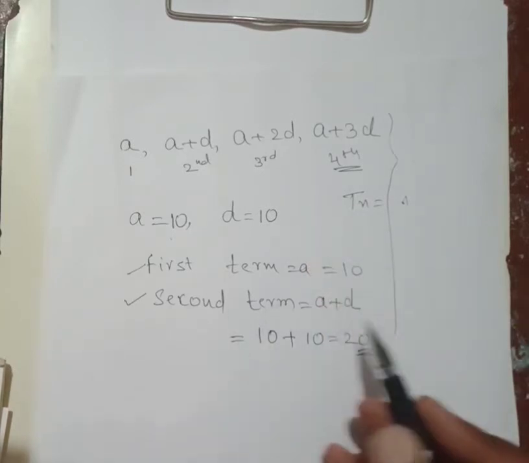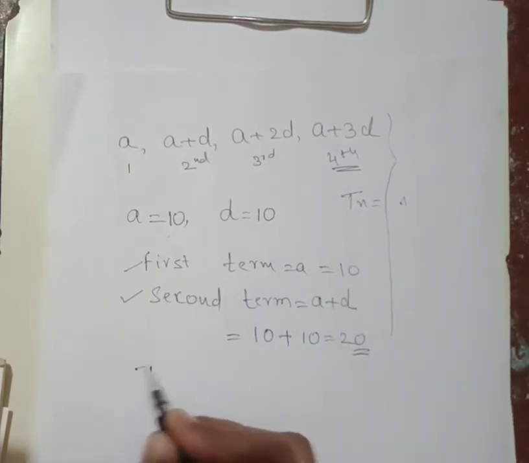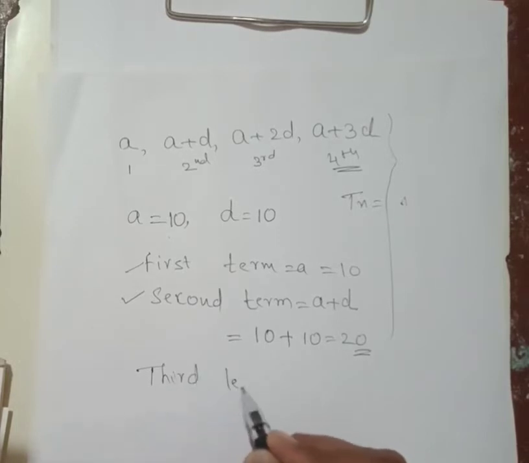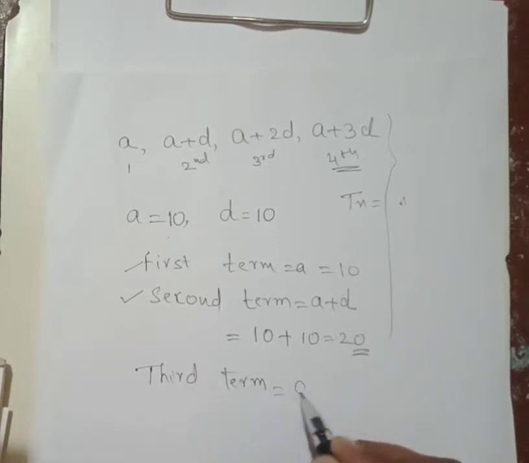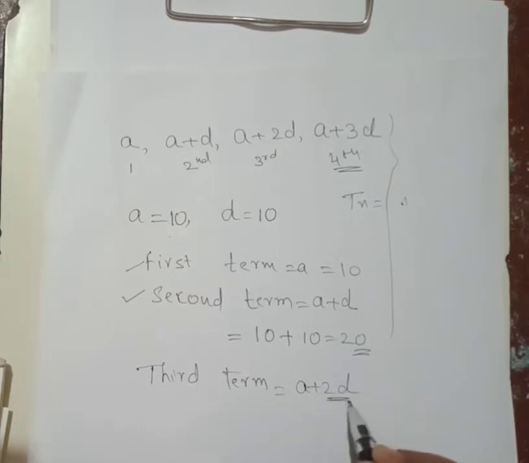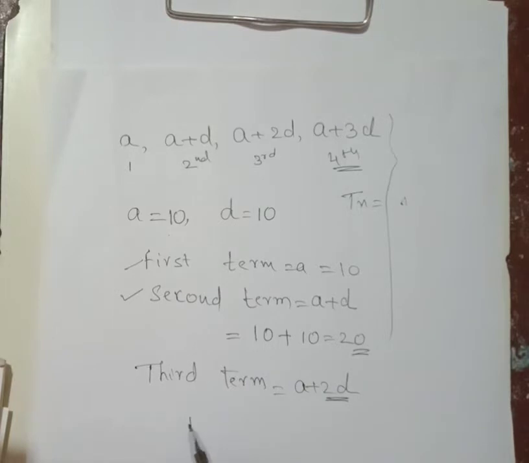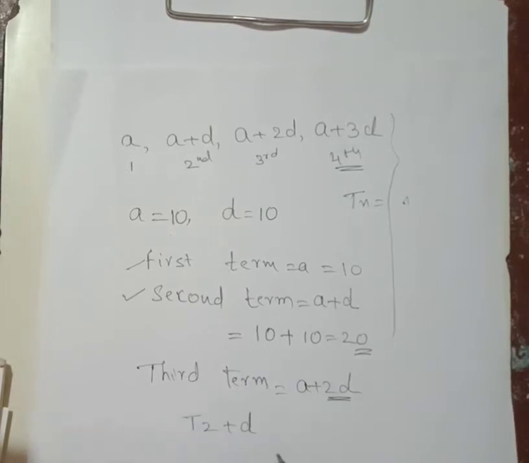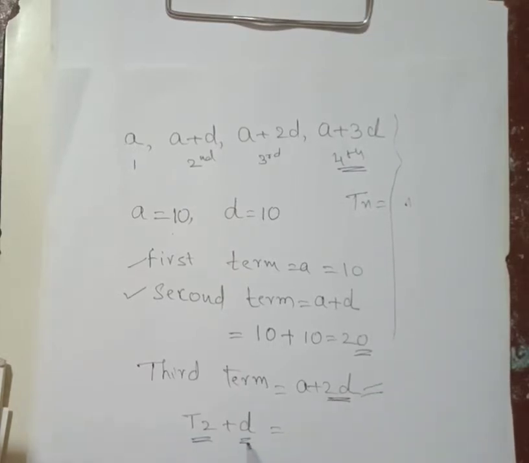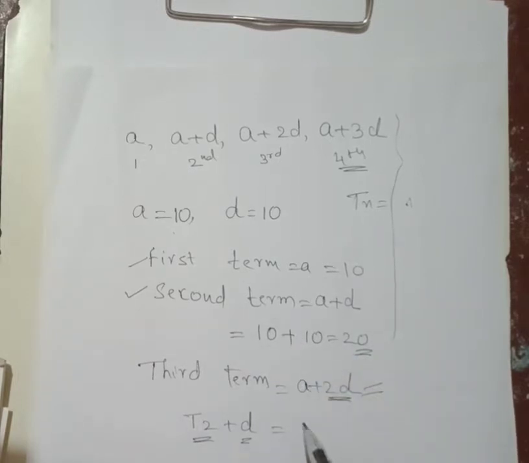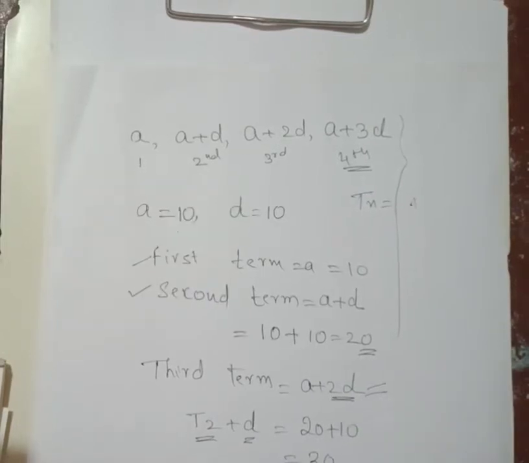Now I think you have understood the second term, and the next one is the third term. Third term, as you know, is given by A plus 2D. 2D means 2 into D. Or you can do one thing: for the third term you can take the second term plus the difference. If we add, then you will get the third term. So the second term is 20 and the difference is 10, so that is equal to 30. Very simple question it is.